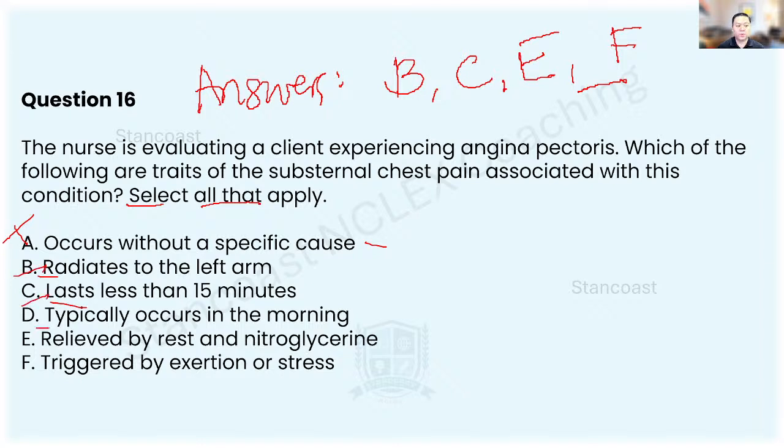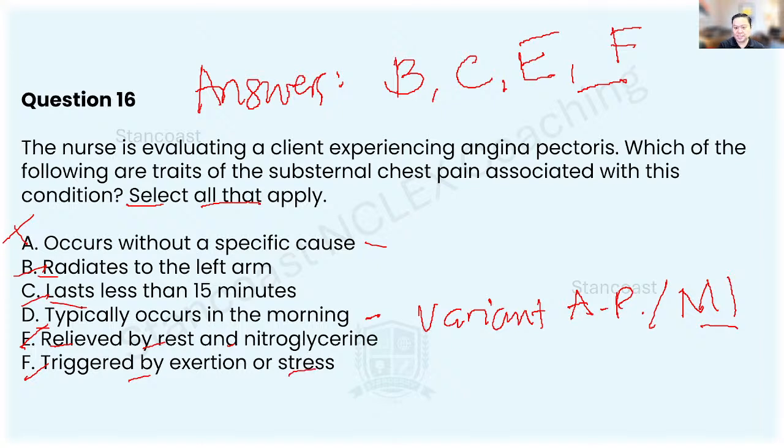Typically occurs in the morning. What do you think about that? What is that type of angina that occurs in the morning? This is possibly going to be MI or the variant type. Variant angina pectoris, or it could be MI. Now, what about letter E? Relieved by rest and nitroglycerin. Yes, that's another descriptor of the type of pain. So that is another correct answer. And letter F, triggered by exertion or exercise. That is also another correct answer. So we are left with letter B, letter C, letter E, and letter F.